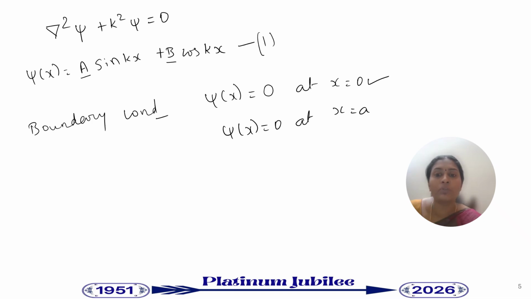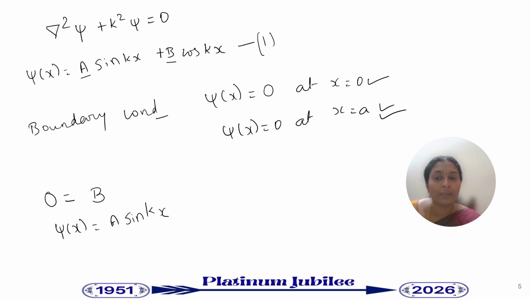So now we are going to use the first boundary condition. When we use it, psi of x is equal to 0, sin 0 is 0 and cos 0 is 1. So we identified that B is equal to 0. So now we are going to substitute B equal to 0 in our equation 1. So it becomes psi of x equal to A sin kx.